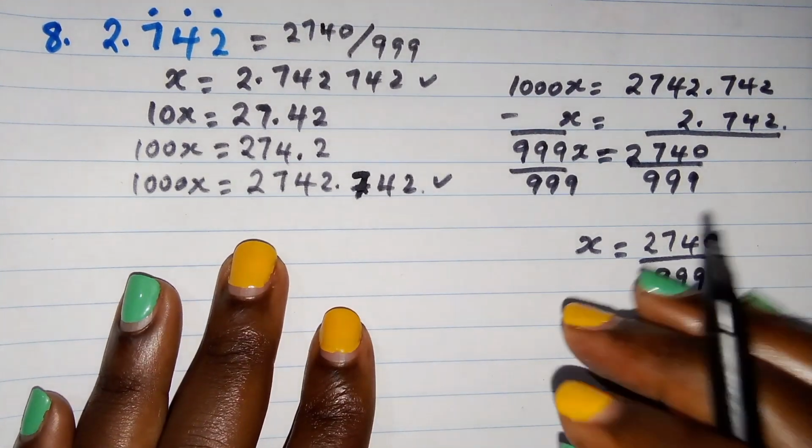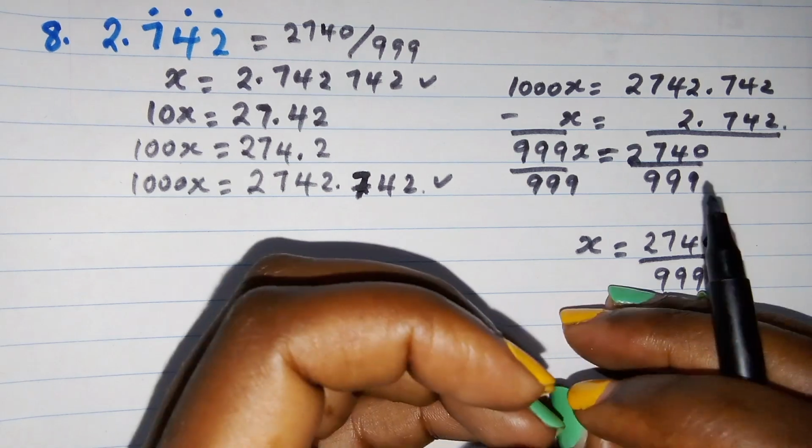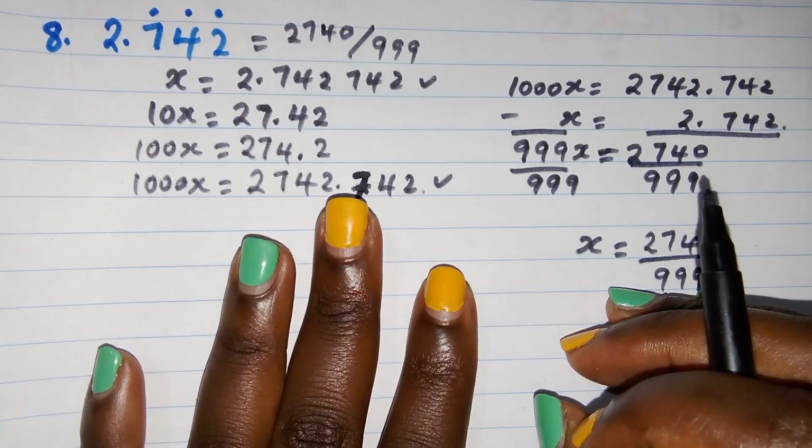So changing recurring decimals to fractions. I hope you have understood everything, and thank you for watching until this far.